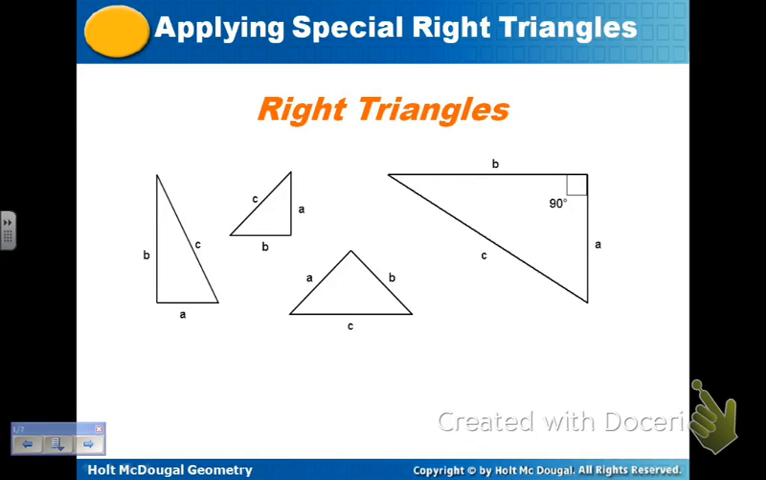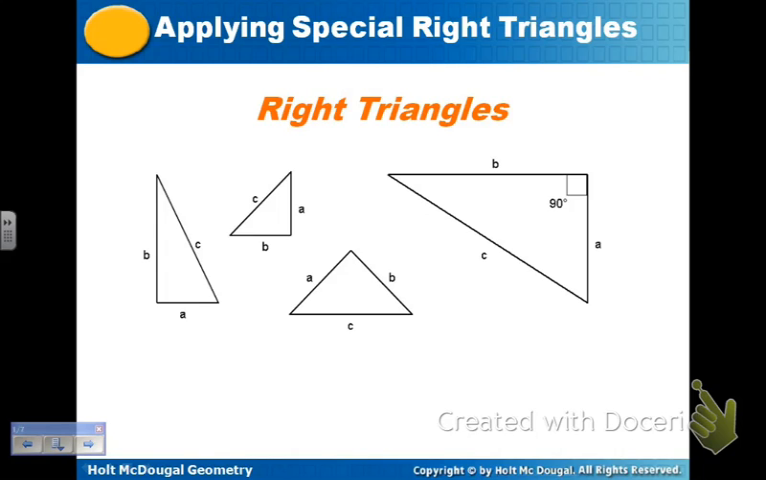All right, you've already been studying right triangles in your geometry class, and today we're going to look at some special cases of right triangles. As you can see here on the screen, there are different sizes of right triangles, and a right triangle, of course, has a 90-degree angle, a right angle. The legs of the right triangle are represented here with an A and a B, and the letter C is representing the hypotenuse of each right triangle.